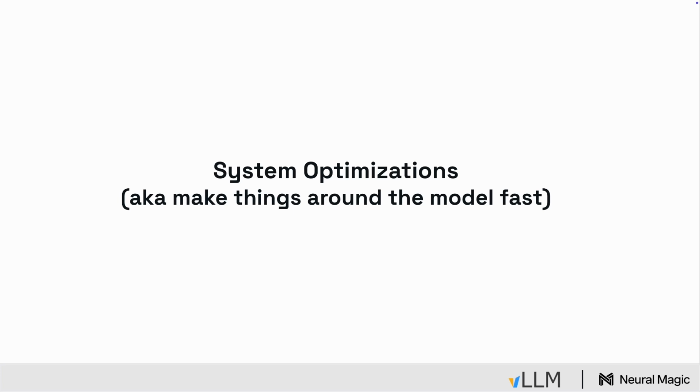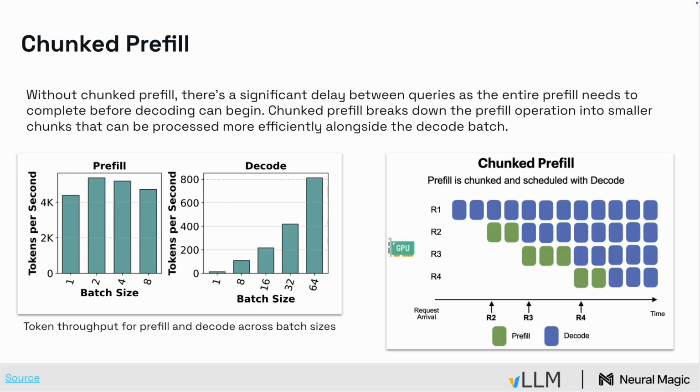So next, I'll cover some system optimizations for LLM inference, aka all the things around the model. One of the key things you want to think about here is chunked prefill. This is essentially trying to deal with the problem that your prefills and your decodes are so fundamentally different.